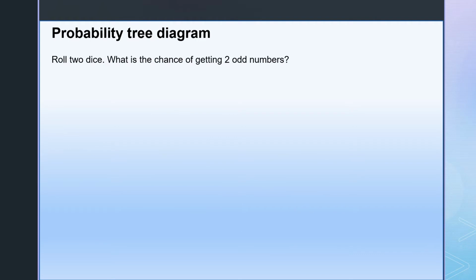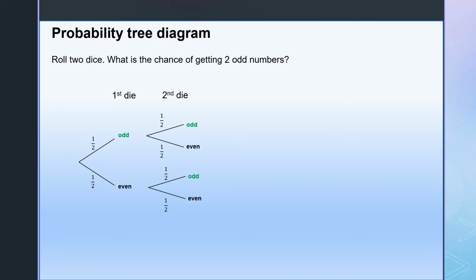Roll 2 dice. What is the chance of getting 2 odd numbers? For a die, we have 6 numbers. We want odd numbers. So instead of drawing all the numbers, we draw 2 types, odd numbers and even numbers. For odd numbers, there are 1, 3, 5. 3 numbers out of 6 numbers, that is, the chance is a half. For even numbers, that is also a half. For the second die, we also have odd and even. For the outcomes, we have odd odd, odd even, even odd, and even even.